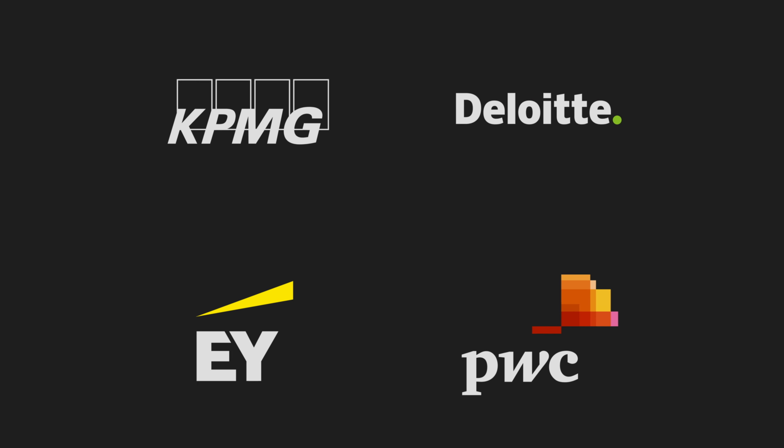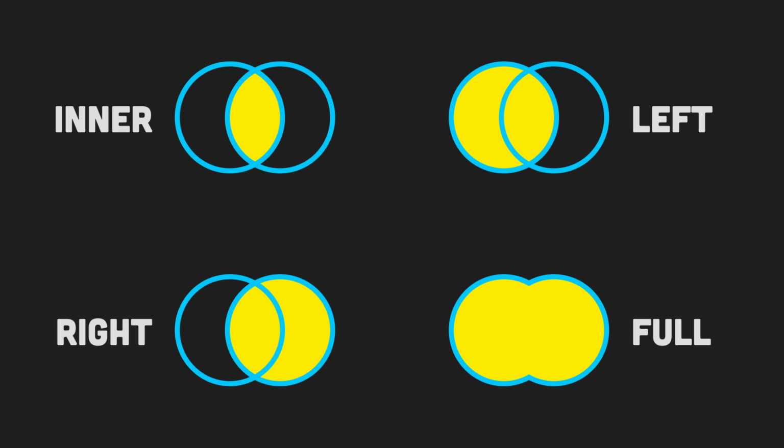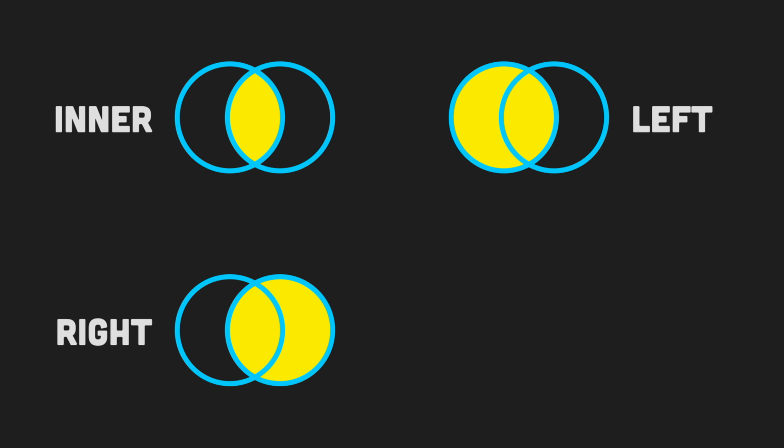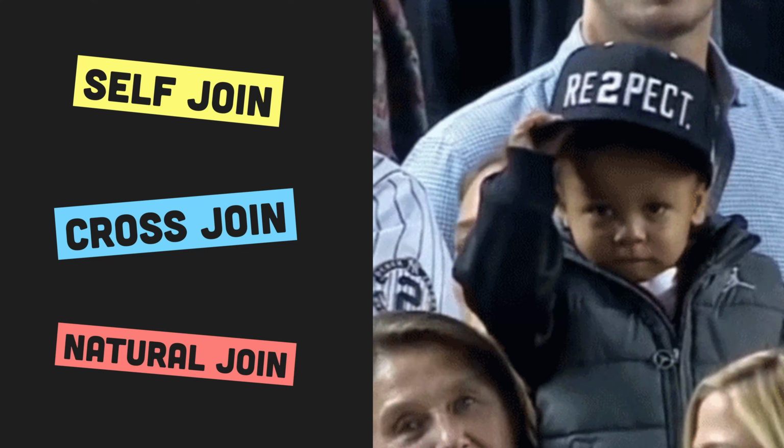We'll focus on the big four, not these big four. These big four: inner, left, right, and full join. By the end of this video, you'll know exactly which one to reach for and when. And we'll even sprinkle in the fancy joins for bonus street cred. But first, what's a join?